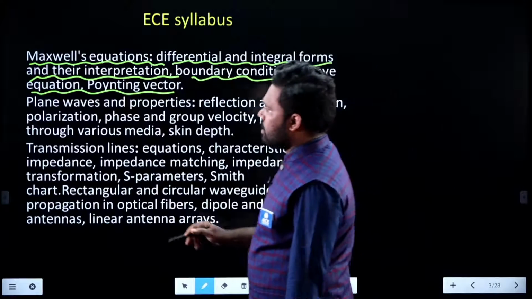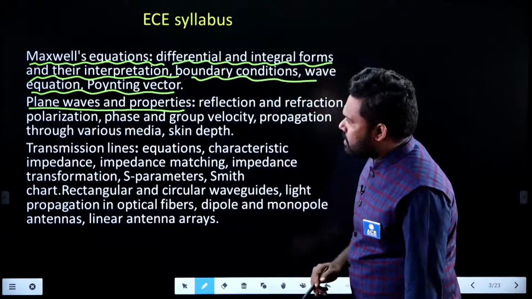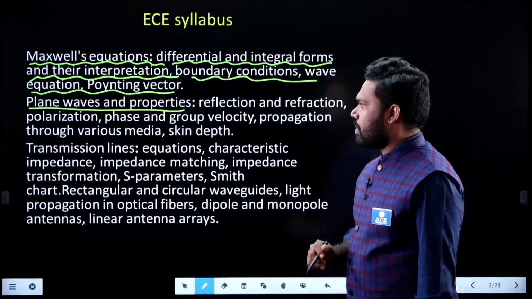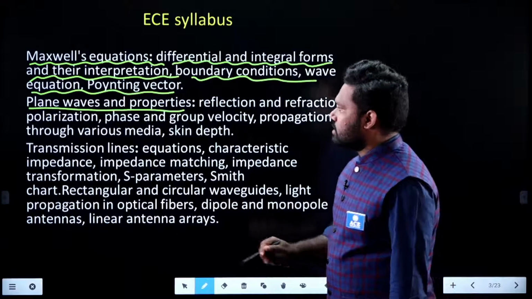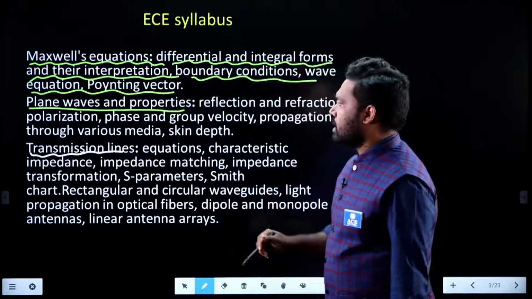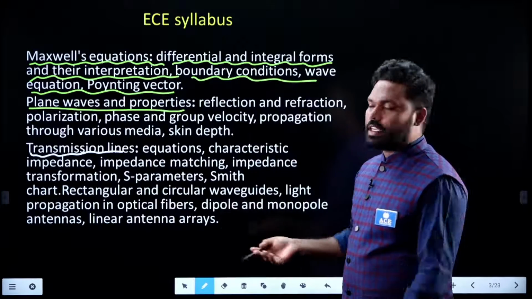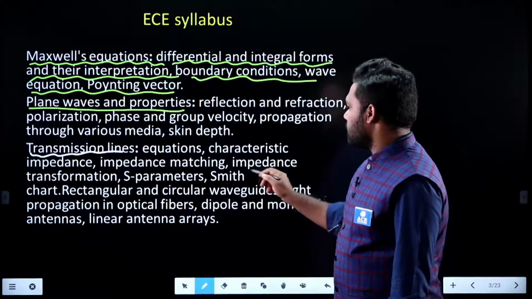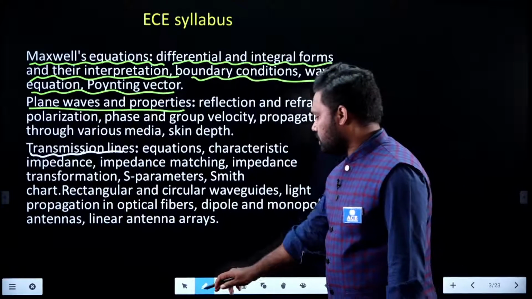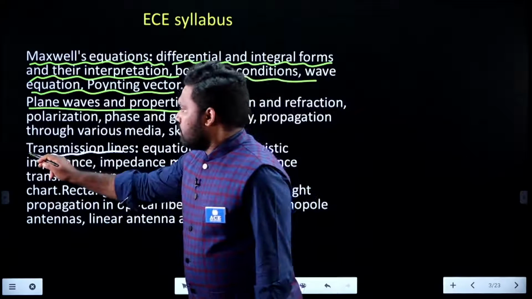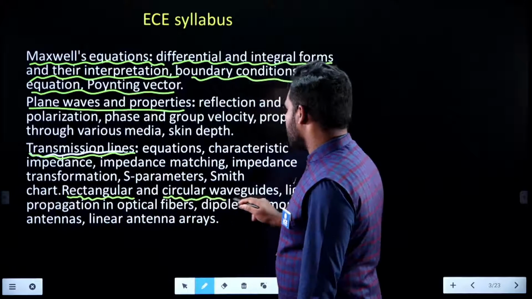The next one is plane waves and properties. Here: reflection and refraction, polarization, phase and group velocity, propagation through various media, skin depth. Fine. And then the third module, transmission lines. Here the transmission line equations, or you can call them telegraphic equations, and characteristic impedance, impedance matching, impedance transformation, S parameters, Smith chart. So this is the third module. And the fourth one is waveguides, rectangular and circular waveguide.